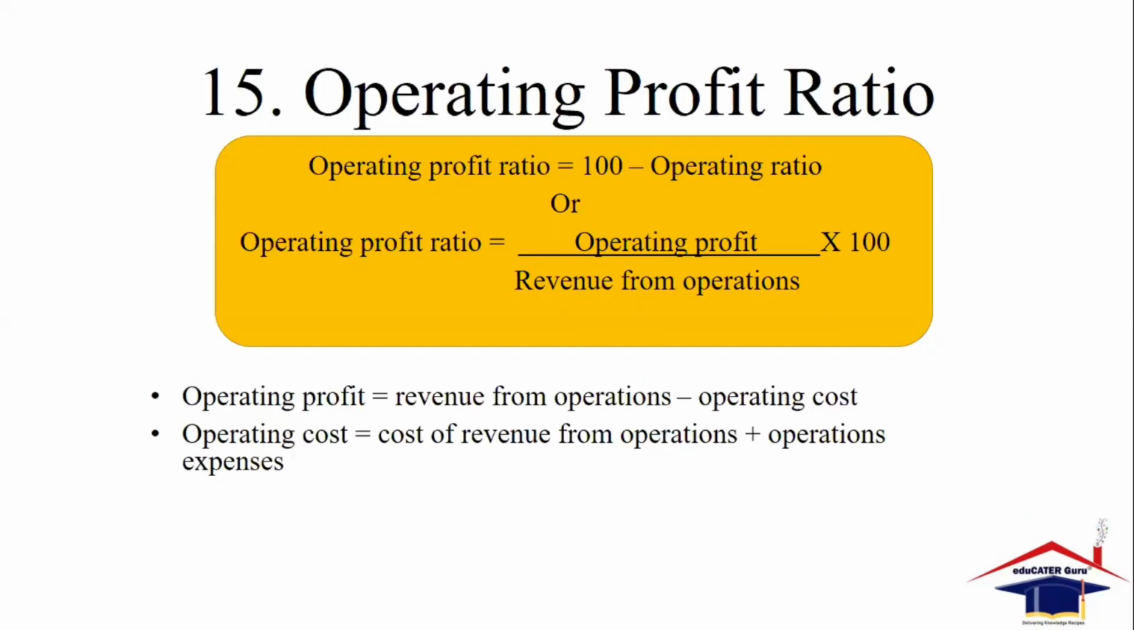Next, operating profit ratio. The operating profit ratio is very simple. From 100, if you remove the operating ratio, 100 minus operating ratio, you'll get the operating profit ratio. Or you can also calculate it this way: operating profit divided by revenue from operations into 100. So what is operating profit? It is nothing but revenue from operations minus the operating cost. Here operating cost consists of cost of revenue from operations and other operating expenses.